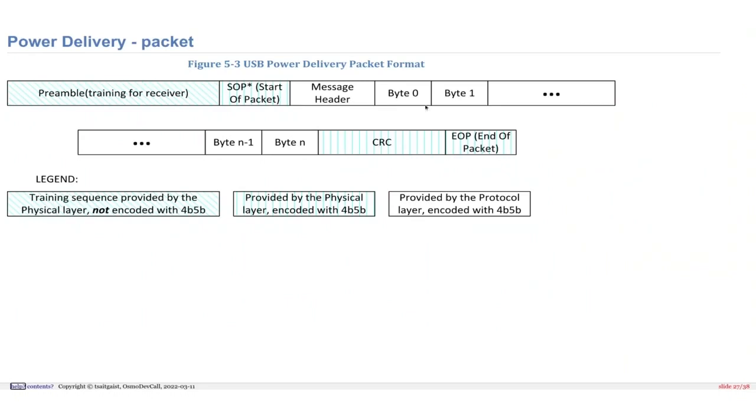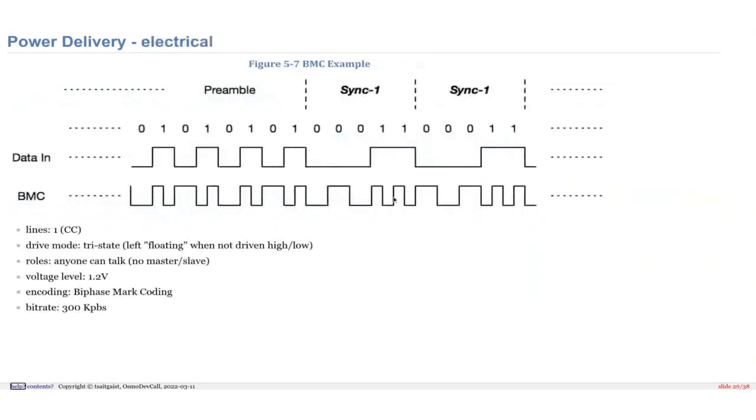And to make everything more reliable, all the data bits are encoded using 4B5B. This means that 4 bits of data are encoded in 5 bits of these bits here.